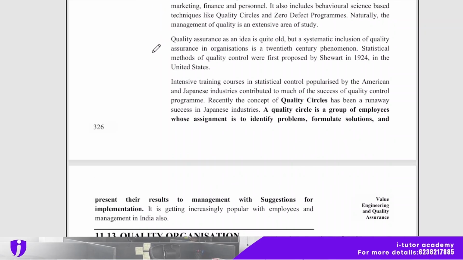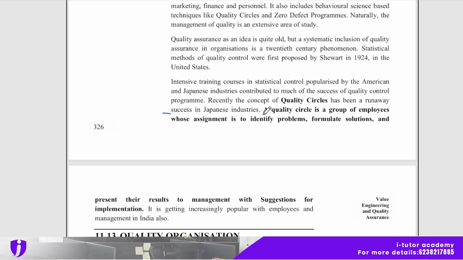And quality assurance as an idea is quite old, but a systematic inclusion of quality assurance in organizations is a 20th century phenomenon. Statistical methods of quality control were first proposed by Shewhart in 1924 in the United States. An intensive training course in statistical control popularized by the American and Japanese industries contributed to much of the success of quality control programs. Recently, the concept of quality circles has been a runaway success in Japanese industries.